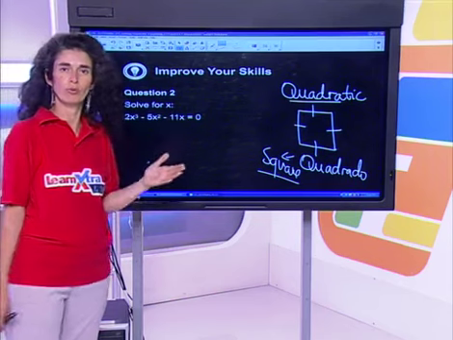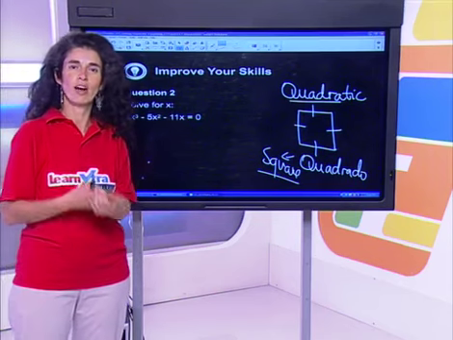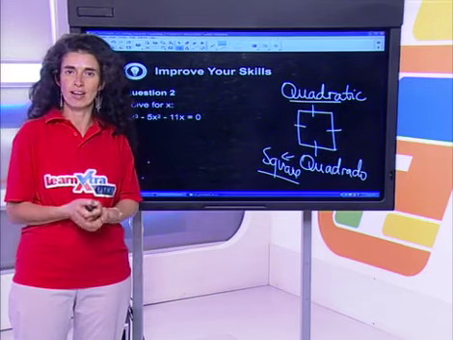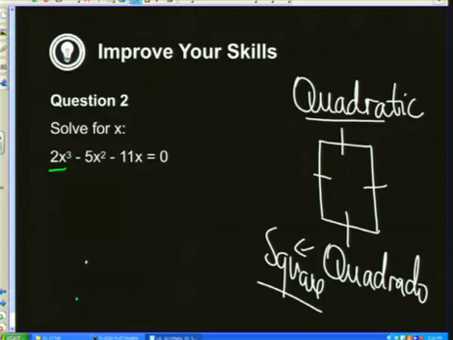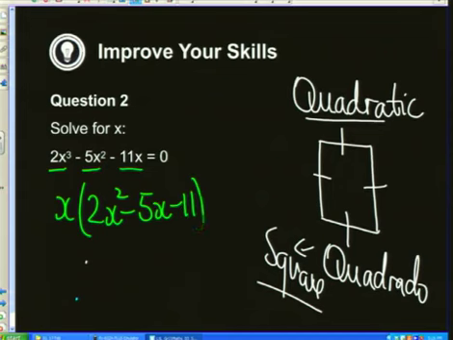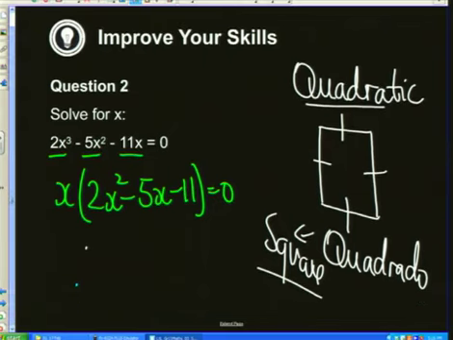Well, we do what we do with all nonlinears. We try and see if it's factorizable. So I look at all 3 terms and I ask myself, is there a common factor in all these 3 terms? Yes, there is. There is an x. So I'm left with 2x squared minus 5x minus 11 is equal to 0. So now I'm landing with a very interesting trinomial here, plus I'm landing up with this factor.